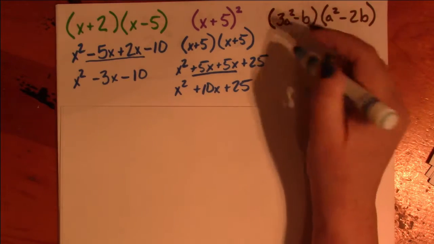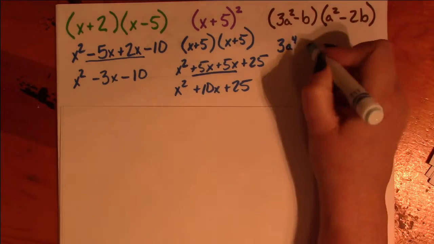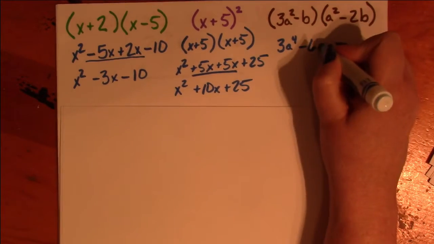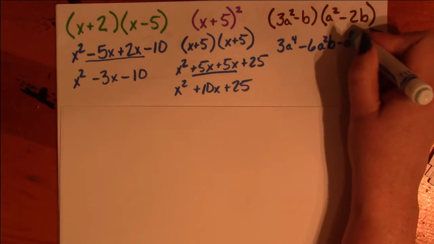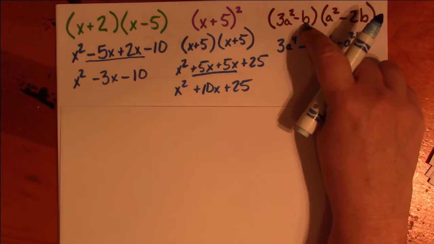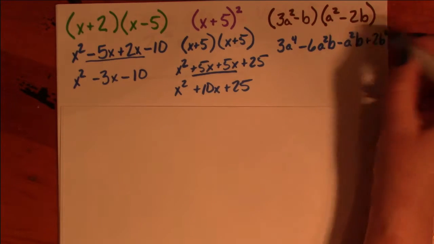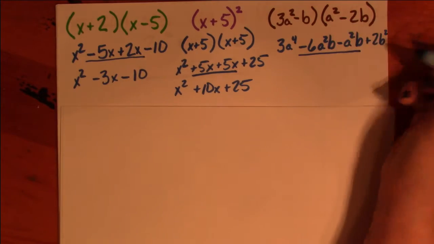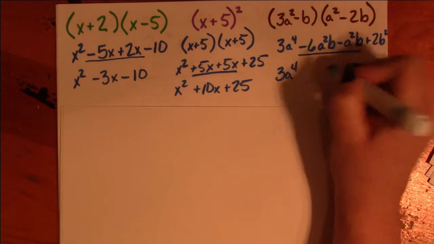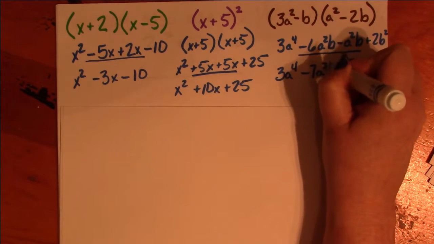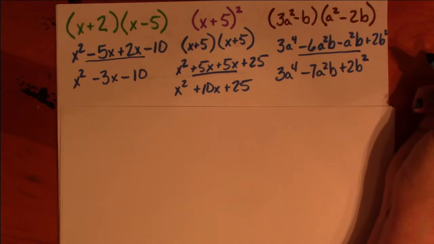3a squared times a squared is 3a to the 4th. Outside is -6a squared b. Inside is -a squared b. And last is positive 2b squared. And these are like terms, so we're going to combine them. 3a to the 4th minus 7a squared b plus 2b squared.